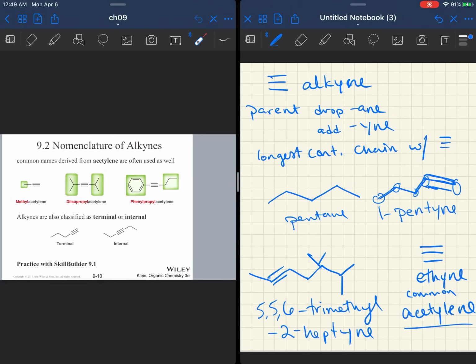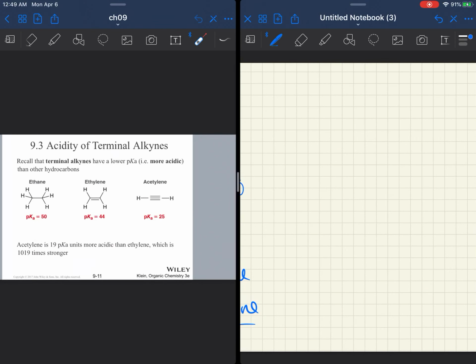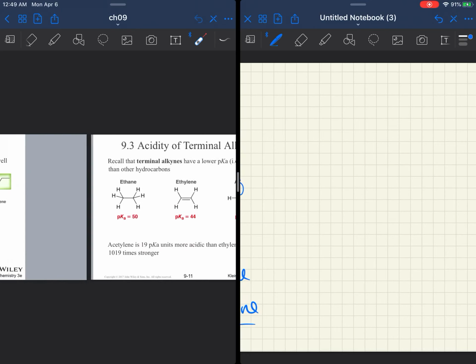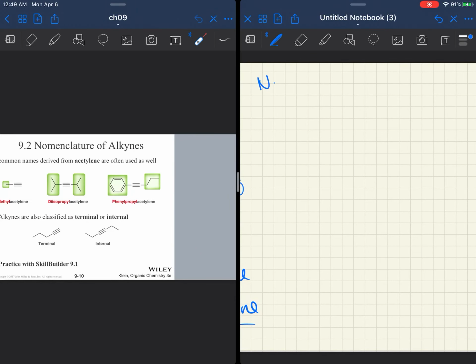Terminology that's also important, terminal versus internal. If you have a triple bond at the end of the chain, it is considered terminal. If it is inside, if there's an R group on both sides, it's internal. Terminal alkynes have a hydrogen on the end, and that winds up being very important for reactivity. Terminal alkynes and internal alkynes have different reactivity. Knowing the difference here is important in spectroscopy, like when you look at IR. So you will hear terminal and internal quite a bit.